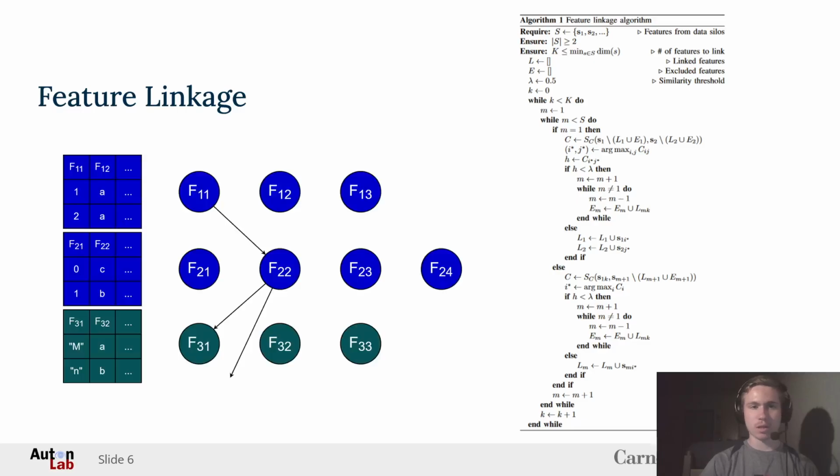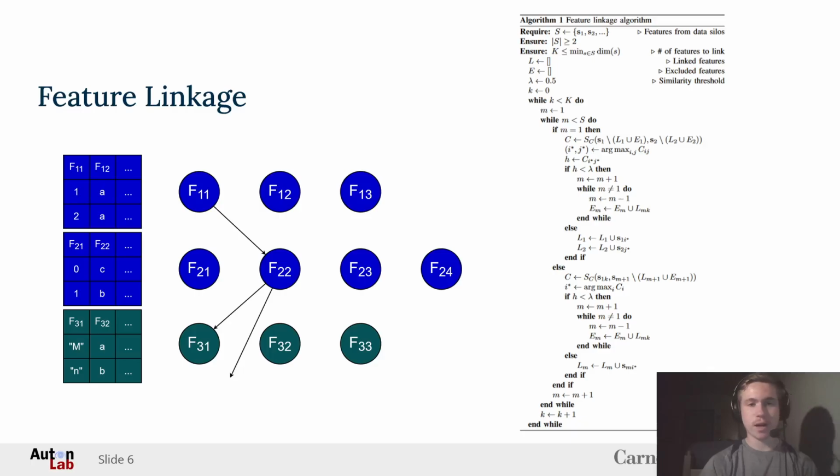So how do we do this in specifics? Feature linkage, we define two anchor datasets. So in this case would be the two ones in blue. Could be arbitrary number of datasets. It has to be greater than or equal to 2, of course. And an arbitrary number of features for each of the datasets.